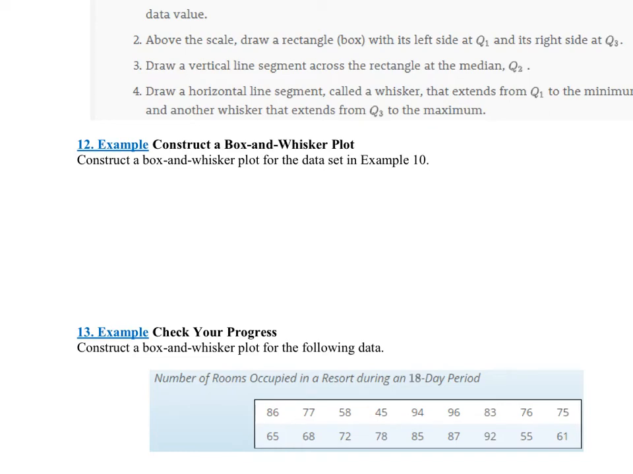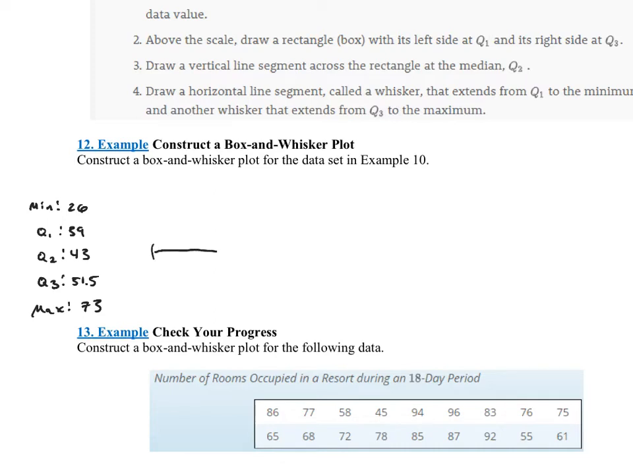So let's go back to example 10 on the previous page, and I had you write down all that information, so I'm going to copy down that information here. The minimum that I had from example 10 was 26. Q1 I had was 39. Q2, that median, was 43. Q3, that third quartile, was 51.5. And the maximum that I saw in there was 73. So what's the idea? We need to go from 26 to 73.